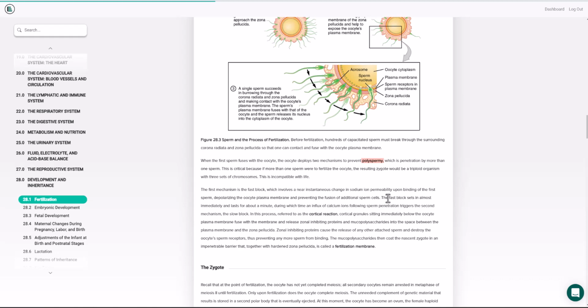There is a fast block reaction. It basically is an instantaneous change that blocks any other sperm from penetrating into the embryo. And then there's a second phase that actually adds even more protection against this. But you see why, right? This would be a problem. And this happens not only in humans, but this happens in other animals as well.